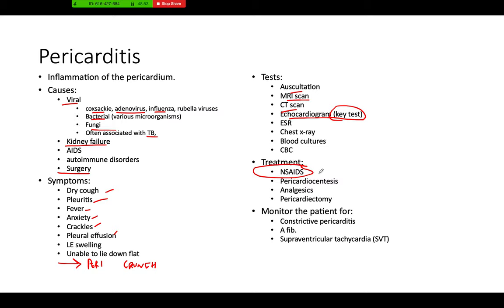For whatever reason, NSAIDs, ibuprofen, aspirin, these drugs really work well at treating pericarditis. Not Tylenol, not acetaminophen. This gets us into a very big differentiation between our non-steroidal anti-inflammatory drugs like aspirin, like ibuprofen, like, what's another one? Ketorolac. Those are non-steroidal anti-inflammatories and our acetaminophen, like Tylenol. Acetaminophen works at the central nervous system. It decreases pain.